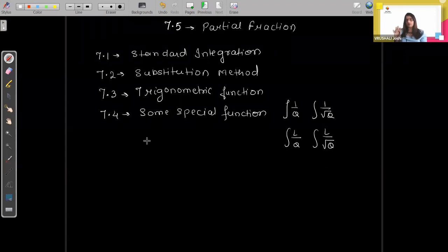Now, when do we use this method? Which method? The partial fraction. Coming back to partial fractions, correct? Now, integration by partial fraction. When do we use partial fractions? So we use partial fractions when we have to integrate a rational function, correct? So we can say that whenever we have a rational function.